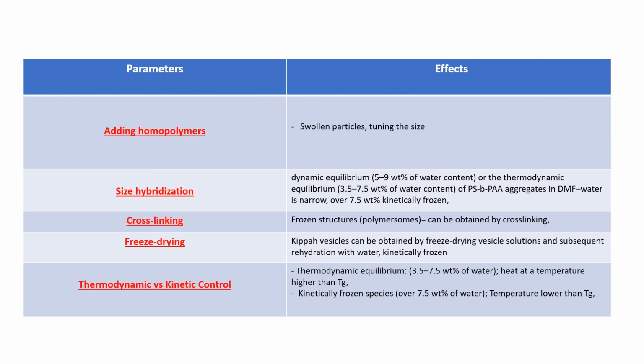Thermodynamic and kinetic control processes are important to get different polymorphs. To observe thermodynamic equilibrium, it is always better to work between 3.5 to 7.5% of water and to heat at a temperature higher than Tg. Kinetically frozen species can be obtained upon addition of 7.5% of water and by lowering the temperature below the Tg.